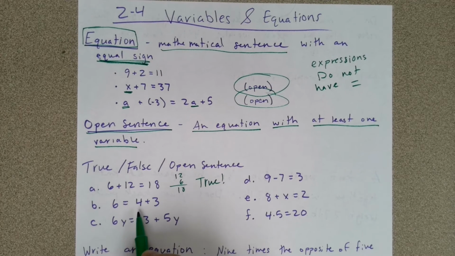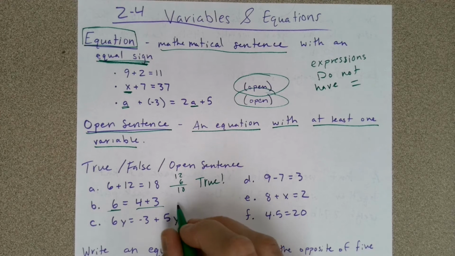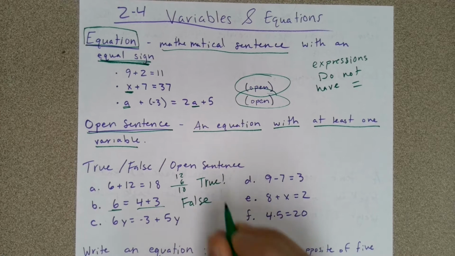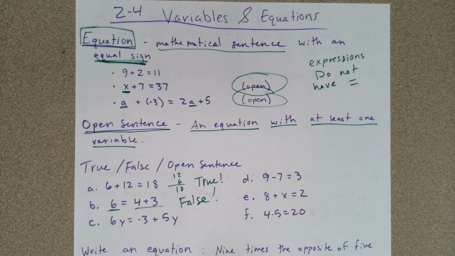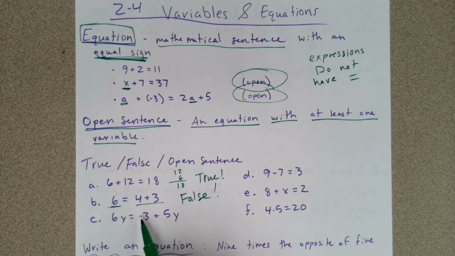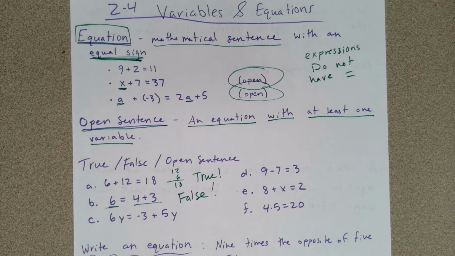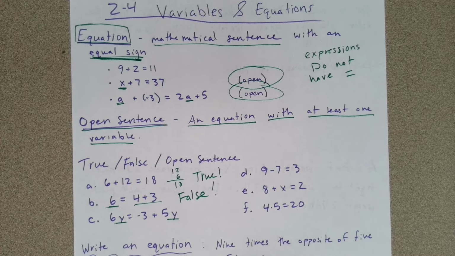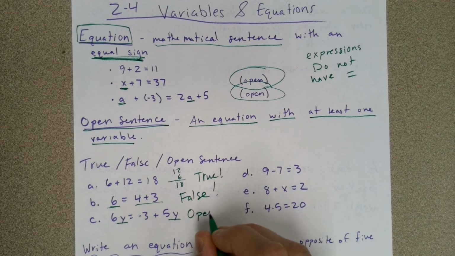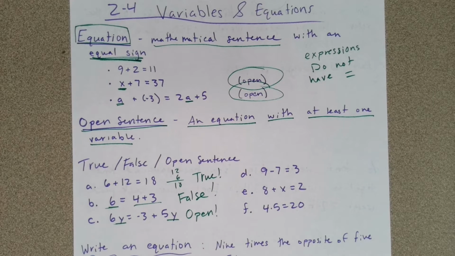Looking at our next one, we have 3 plus 4 equals 6. I know 3 plus 4 does not equal 6. 3 plus 3 equals 6. So this one is false. Our next one, we have 6y equals negative 3 plus 5y. Right away I look at this and I see there's a variable, the variable y. So I know that this is an open sentence. That's all I need to see. If I see that variable, I instantly know that's an open sentence.